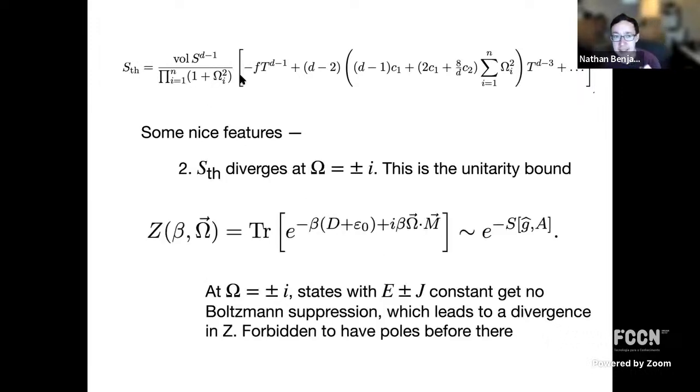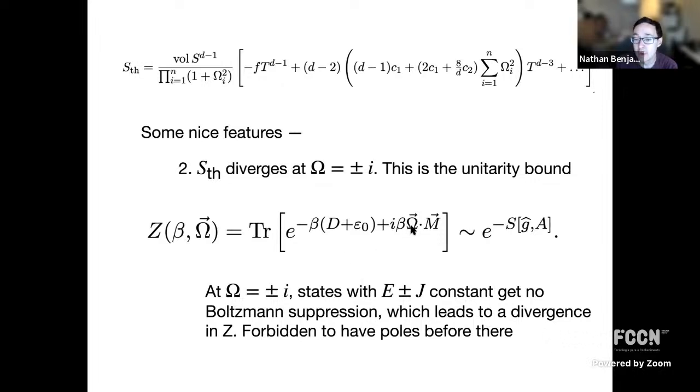Here's another interesting thing: you'll notice there's a 1 plus omega squared in the denominator here. So if I plug in omega equals i or negative i, I get infinity. That's not a coincidence. This is just the unitarity bound of the theory. More precisely, remember what we're computing: e to the minus beta times the dilatation operator, plus i beta omega m. This epsilon naught is a Casimir energy that will come from some Weyl anomaly terms.